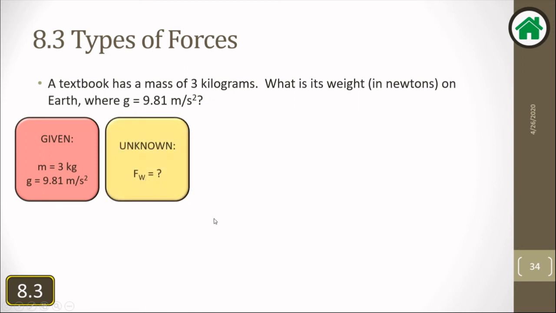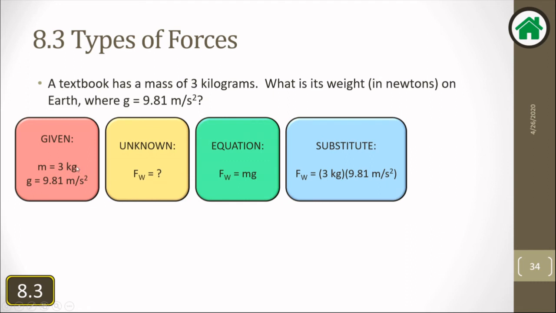Weight is equal to what? We will use the equation for weight. Weight is equal to mass times gravity. And then we will plug in 3 kilograms for mass and 9.81 meters per second squared for gravity. Now all we have to do is multiply those two numbers together, and we'll get 29.43. And for the unit, we get kilograms times meters per second squared, which is equal to a newton.